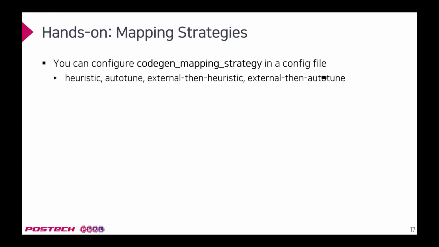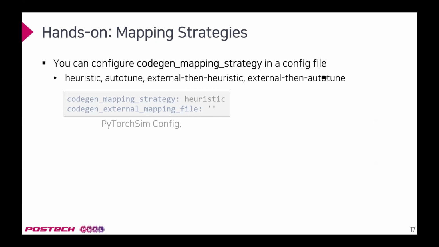So mapping strategies are configured through the PyTorchSim config. The relevant parameters are the config mapping strategy, and for external mapping, the config external mapping file. The 4 valid string values for the strategies are heuristic, autotune, external then heuristic, and external then autotune. The last 2 will try the external file first and fall back to the specified method if no entry is found.